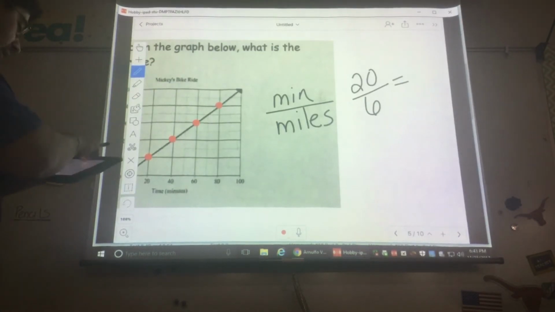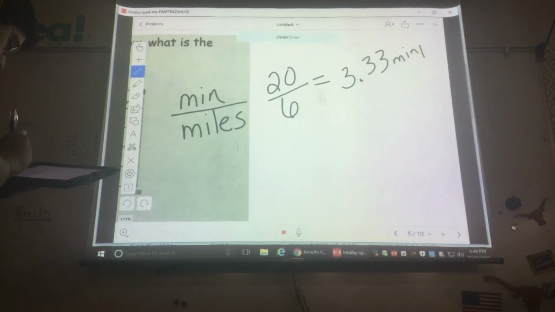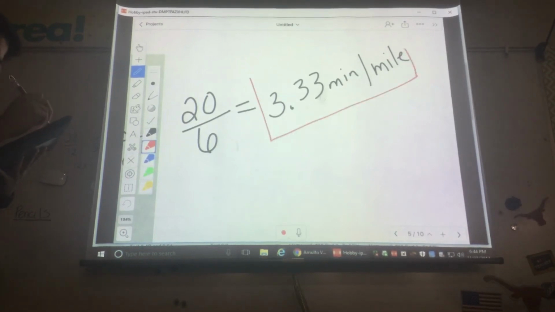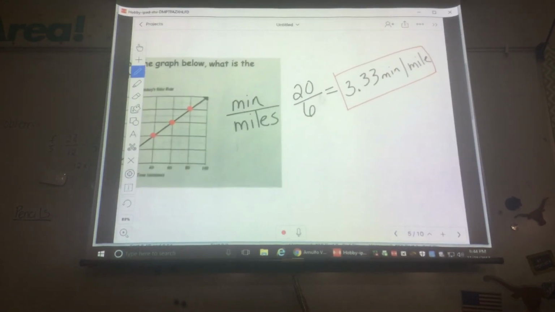So in this case, I'm going to move over. The unit rate is, we'll say 3.33. We'll just leave it there. Minutes per mile. I went off on this one, but I'll zoom out. Okay, so don't worry about that. Okay, so 3.33 minutes a mile. There we go.